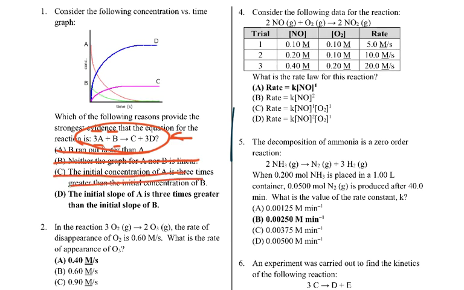The initial slope of A is 3 times greater than the initial slope of B. That is the right answer, and the reason is because we're talking about the change, the rate of change. A is going to change 3 times faster than B, so its slope is going to be 3 times larger than B. So D, that's why this guy is the answer. So the slope is an indication of the change.